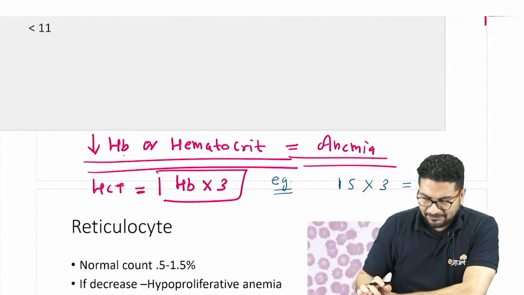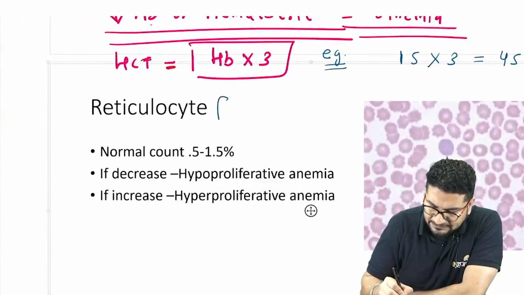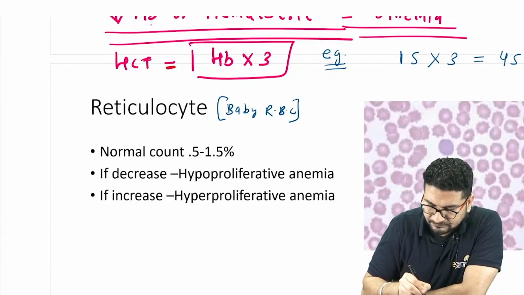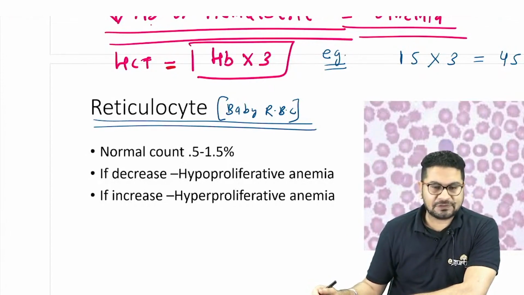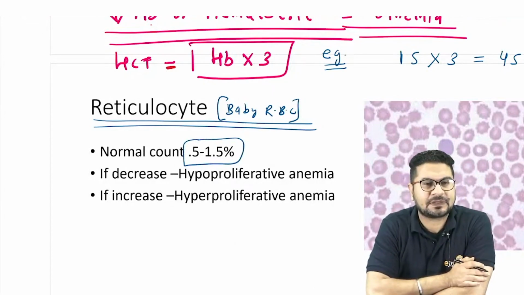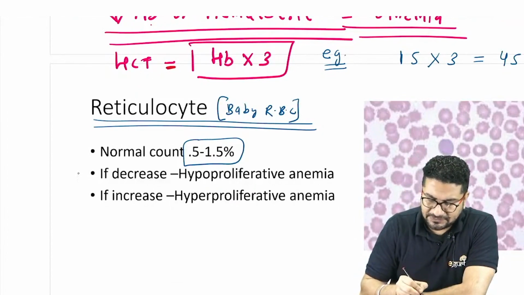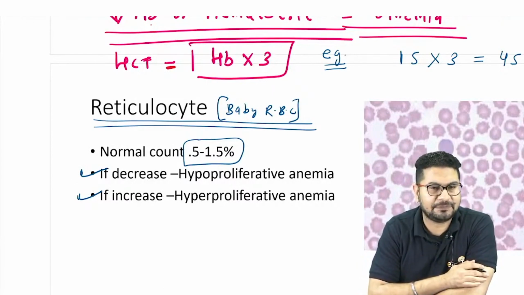Okay, some more parameters you will see. Reticulocyte. I told you before, what is reticulocyte? These are nothing but your baby RBC. So normal reticulocyte count is 0.5 to 1.5%. If reticulocyte count is decreased, we call this hypoproliferative anemia. If it is increased, we call this hyperproliferative anemia.